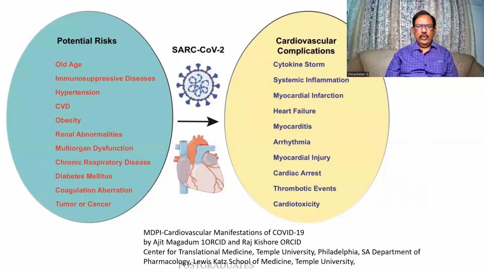And finally, what are the potential risks? What are the cardiovascular complications? The cardiovascular complications include the cytokine storm. There is a systemic inflammation, myocardial infarction, heart failure, myocarditis, arrhythmia, myocardial injury, cardiac arrest, thrombotic events, and finally there can be a death. So these are the various cardiovascular complications. Kindly mention it because they are not very specific as in the case of lung pathology. Therefore, we will have to learn this particular list by heart.